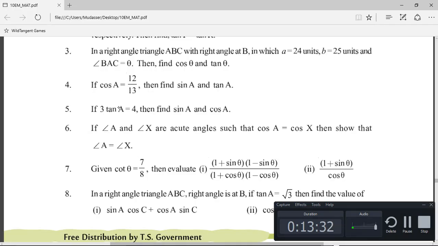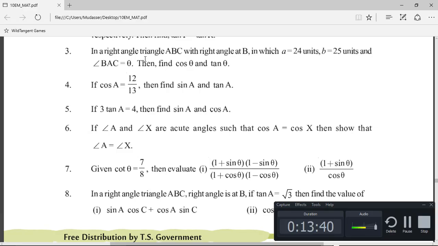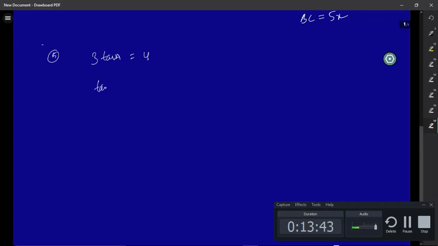Question number 5 says 3 tan A is equal to 4. We'll have to find out sin A and cos A. So 3 tan A is given as 4, which means tan A should be 4 by 3. 3 is multiplying on the left hand side, so if I take it to the right hand side, 3 will divide, right? So tan A is 4 by 3. We all know that tan is opposite side by adjacent side. So I'll again draw a right angle triangle here. This time I'll keep things simple, instead of taking a ratio.